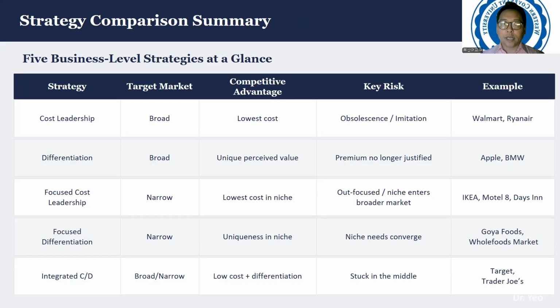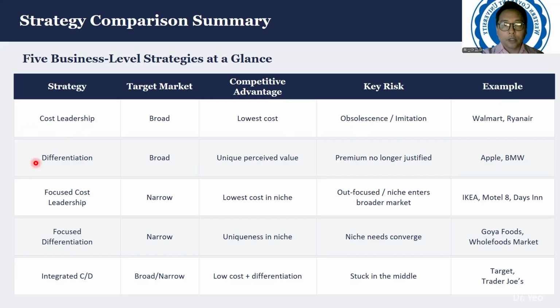So here's a concise comparison of all five strategies. This is a great reference table for your study, for your summary. Okay. The cost leadership, broad market, lower cost advantage. Main risk is that your process gets made obsolete or imitated. The example was Walmart and Ryanair.